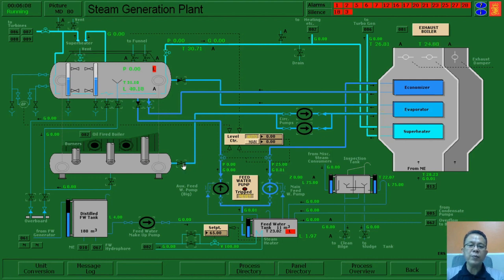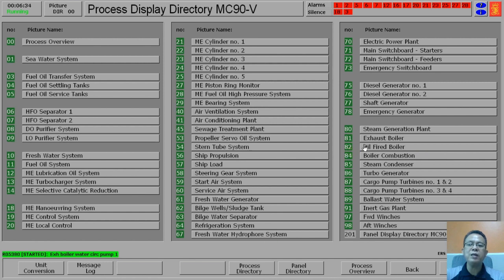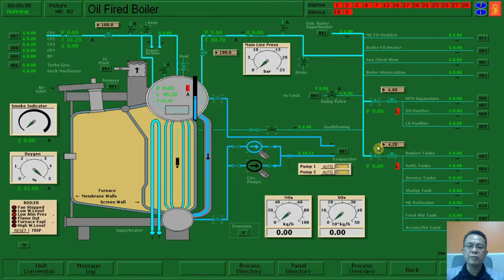So let us open the suction valve and the discharge valve into the steam drum, and we start the circulating pump. Since our feed pump is in auto mode, we shall put the circulating pump into auto mode also. But there is no controller here for automation. So we will go to the next display directory, number 82, oil-fired boiler.